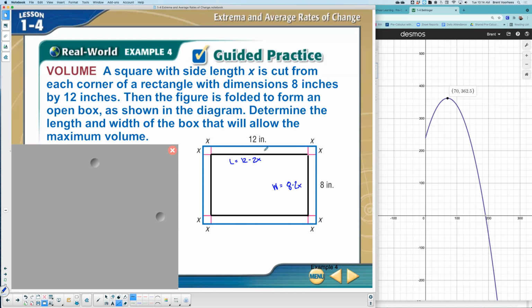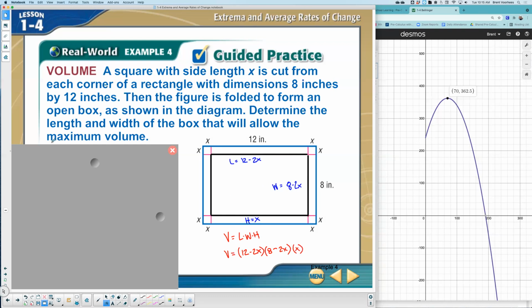The height of the box is made up of this little area. What is the height of the box? X. And so to make room for it, I'll put it down here. I'm going to say h is x. Now, if you remember from your previous math courses, the formula for volume is length times width times height. So we can solve this problem by saying the volume will equal, and I'm going to substitute, the length, 12 minus 2x, times the width, 8 minus 2x, times the height, which is simply x.